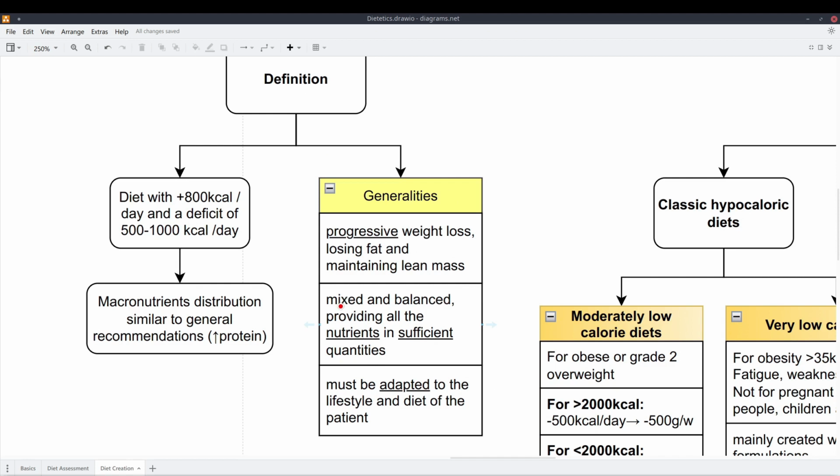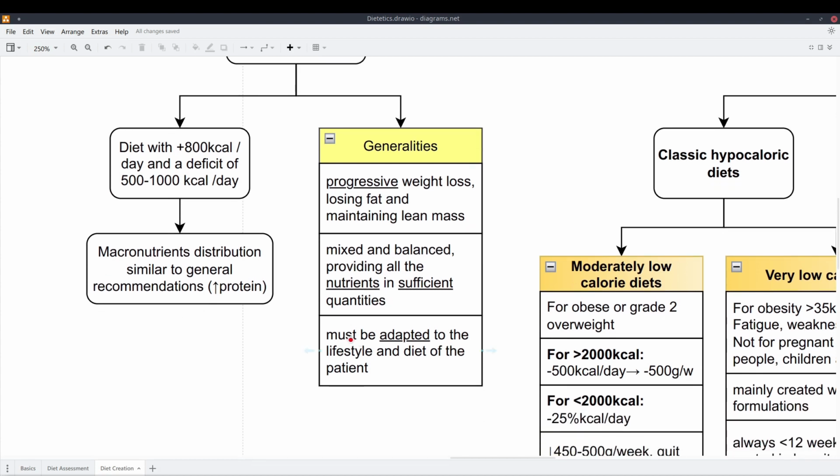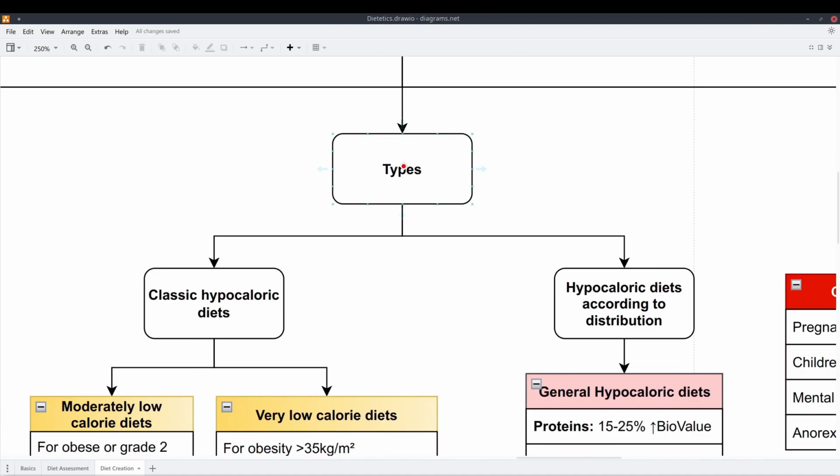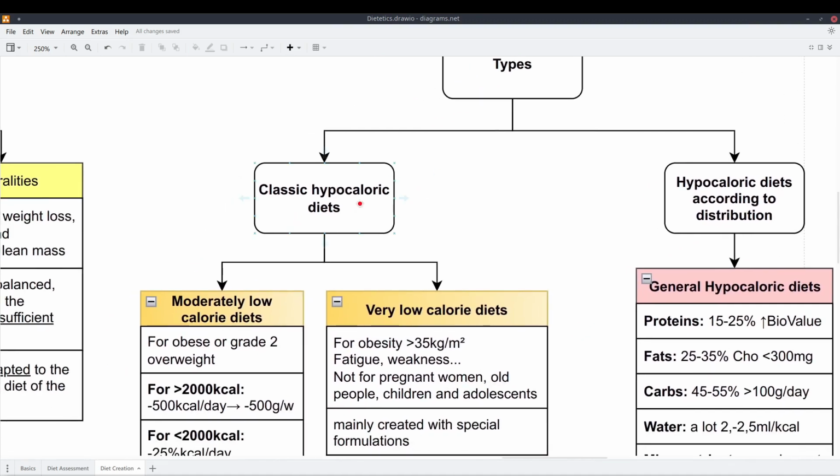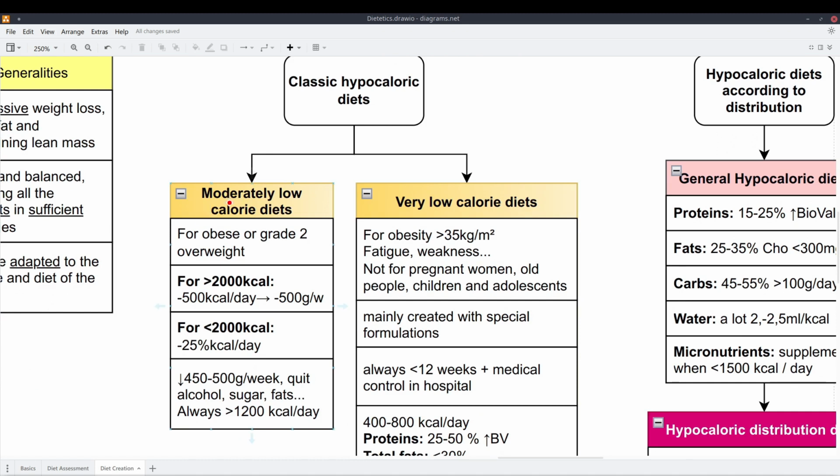They must be mixed and balanced. They must provide all the nutrients in sufficient quantities. And they also must be adapted to the lifestyle and diet of the patient. There are different types of hypocaloric diets. There are the classic hypocaloric diets, for example, the moderately low calorie diets and the very low calorie diets.